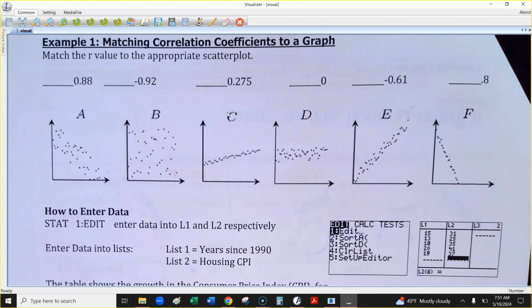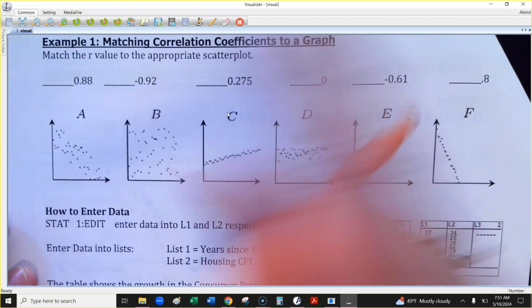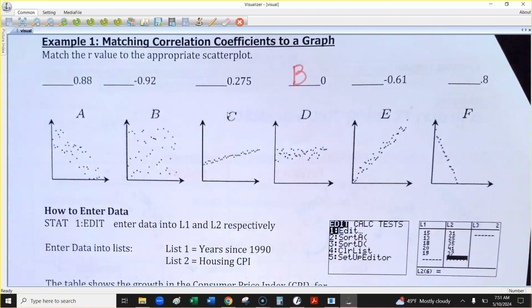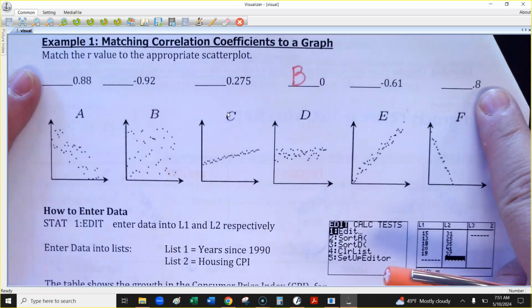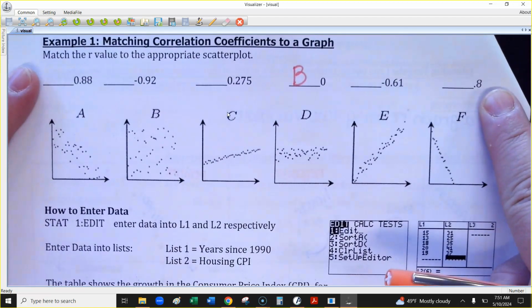And I do have one that says 0. Does anybody know which one would be 0? Which graph? What do you think? B. This one, it's all over the place. There's no way you could draw a line for that. All right. Now, let me see the numbers we've got here. I've got a 0.88 and I have a 0.8. So we're going to have two that look pretty strong.